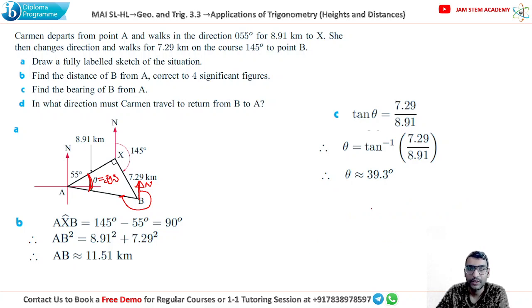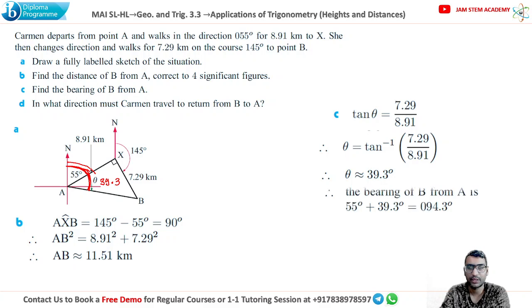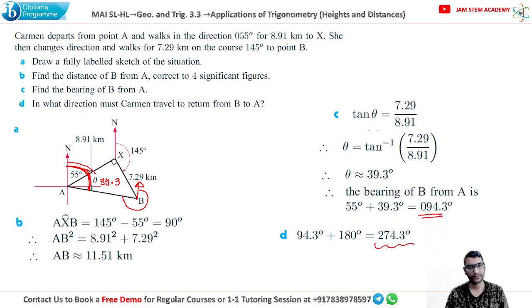Sorry, wait. 39 degrees is the tan theta. We are looking for bearing. So bearing is measured from north. So we need to add both of these angles. That gives me 39.3 plus 55, which makes 94.3 degrees. Now using this, we can find this angle. What is that? 94.3 plus 180 degrees. That gives me 274.3 degrees. Okay, so that's it.